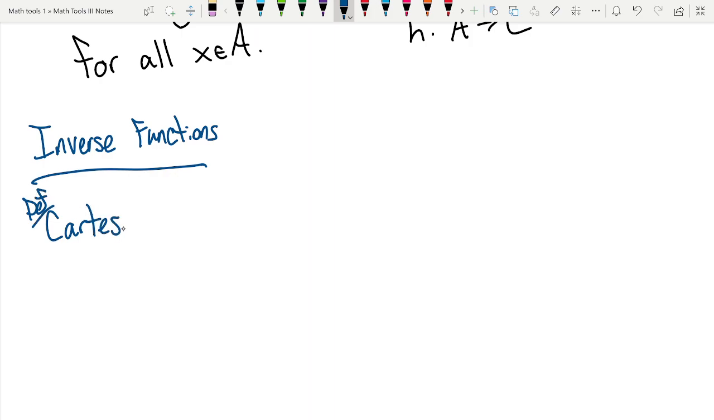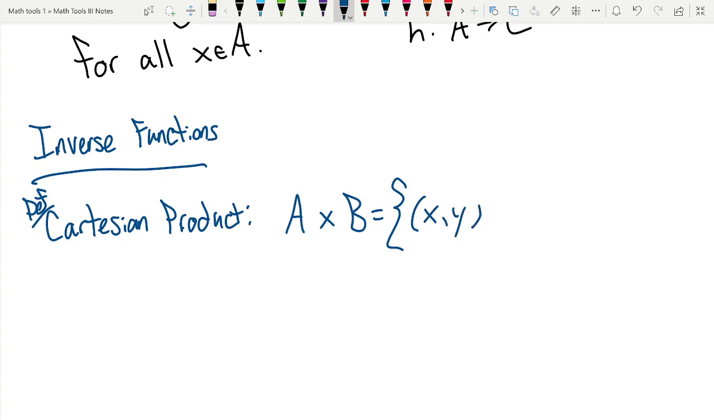which is another thing that we've used a lot in this class, but we haven't actually called it this, and this is called the Cartesian product. So this relates to two sets. The Cartesian product of two sets A and B is written as A cross B, and this is equal to the set of all ordered pairs (x, y) such that x is in A and y is in B.